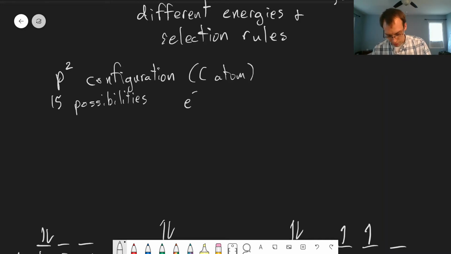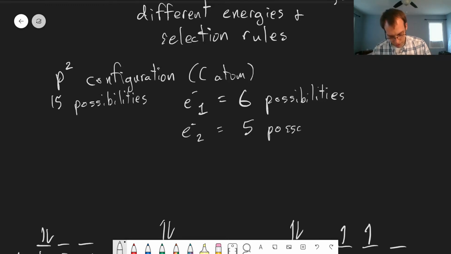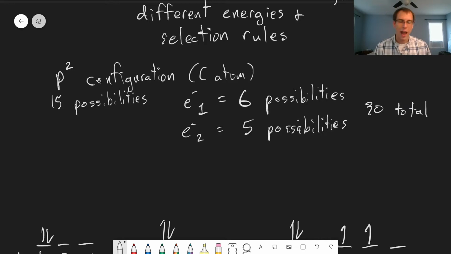And so electron 1 has 6 possibilities, right? Spin up, spin down for each of the 3 orbitals. And electron 2 can be anywhere but where electron 1 goes. So 5 possibilities, which if we take 6 times 5, that's 30 total. But we can't tell electron 1 and electron 2 apart. So half of the possibilities are going to be exactly the same as the other. So divide by 2, 15 total possibilities. Okay, and these are the potential configurations we can have with a P2 configuration, something like a carbon atom.